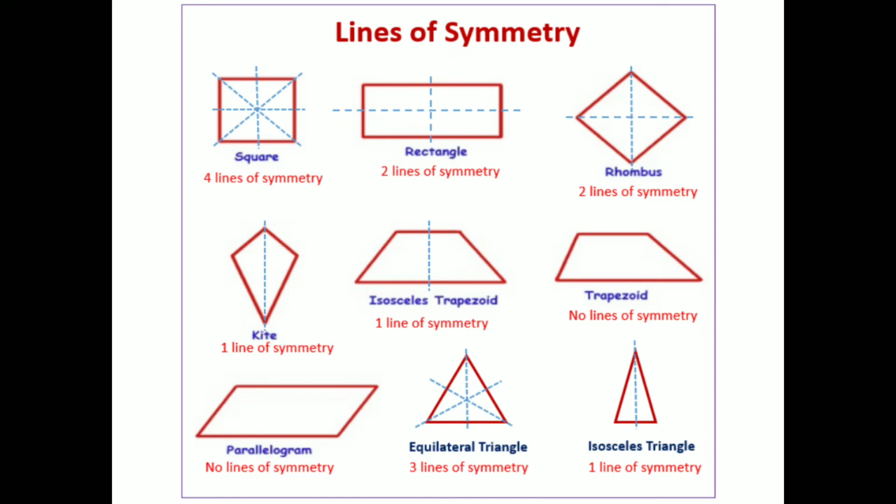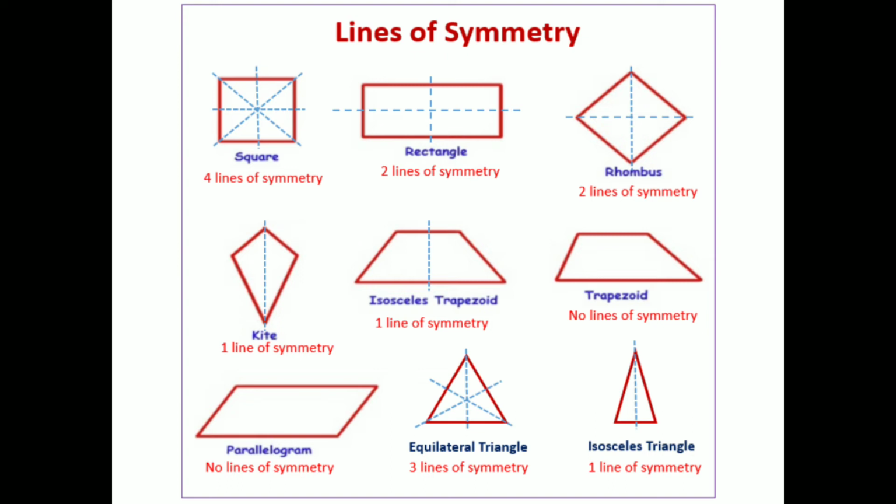Thereafter you can see there are so many geometrical shapes which look symmetrical. Like the first shape is a square. When you see this shape, you can divide it by a horizontal line, a vertical line, and diagonally. So it has four lines of symmetry. A rectangle you can divide by two lines, one horizontal, one vertical. So it has two lines of symmetry.